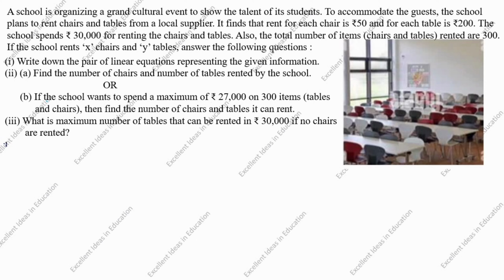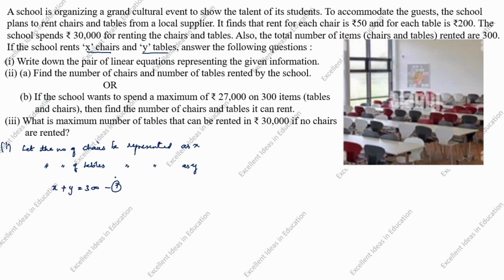What is the first question? Write down the pair of linear equations representing the given information. What is given if the school rents X chairs and Y tables? Let the number of chairs be represented as X. Let the number of tables be represented as Y. Next, what is given? Also the total number of items, chairs and tables rented are 300. So X plus Y is equal to 300. X is for chair, Y is for table. This is first equation.